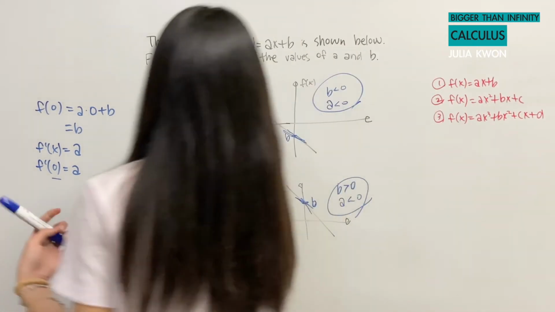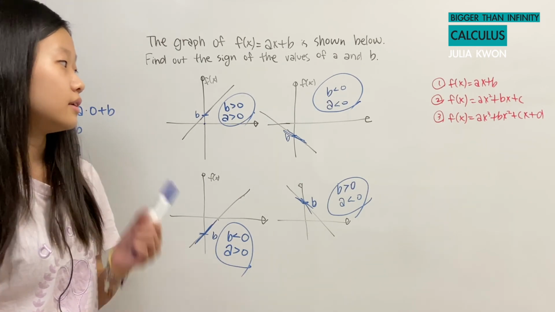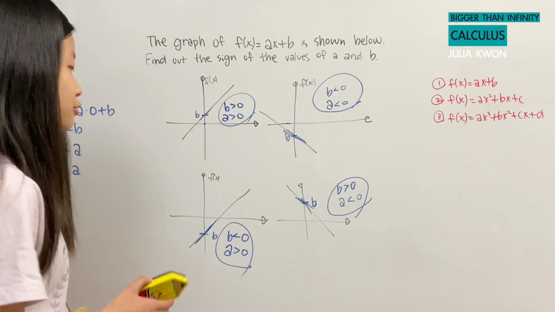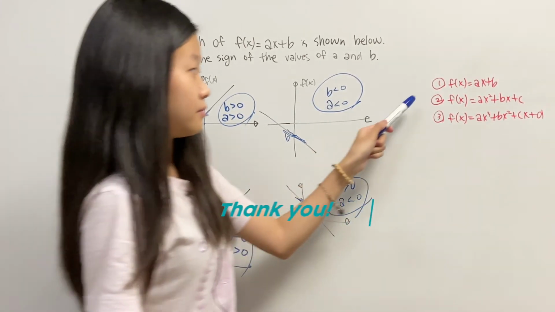So now I found the signs of the values of a and b in various kinds of situations. Now I will move on to the next problem, number 2.